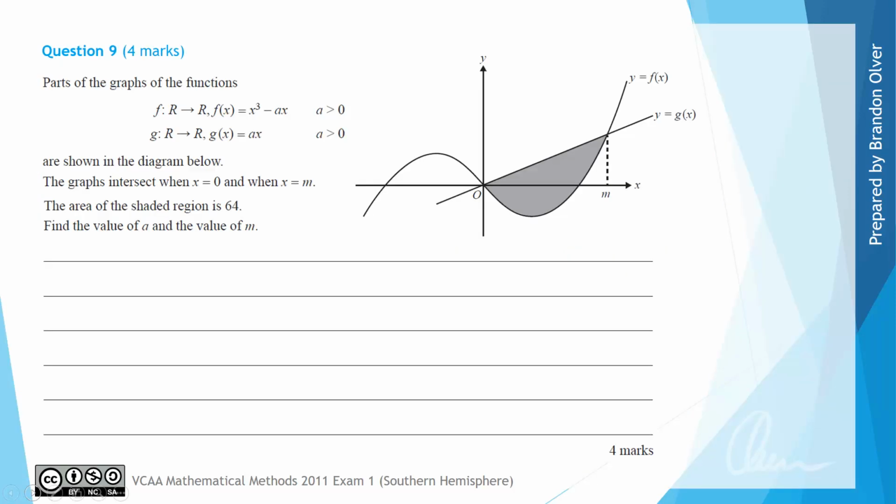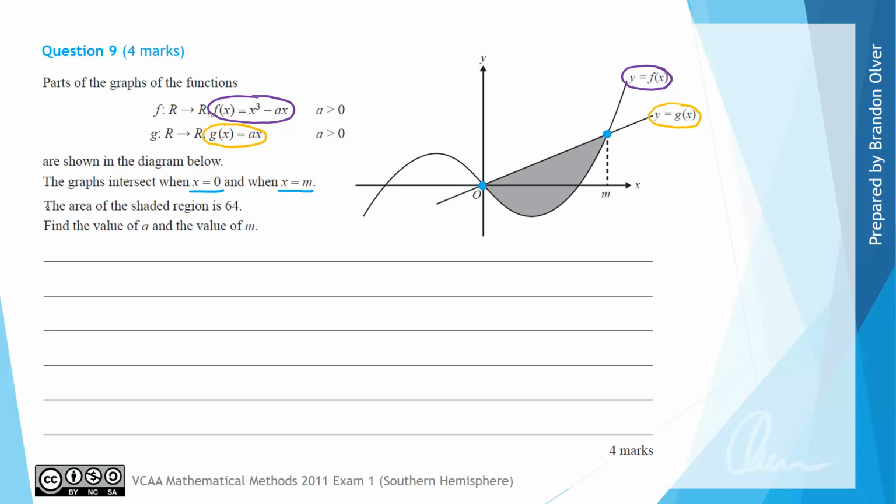So for question 9 we have parts of the graph of the functions f and g shown on the diagram below, where f of x has a rule that is x cubed minus ax, so that is this graph here, and g of x has a rule ax, and that is shown over here. For both of these functions, a is greater than 0, so a is positive. The graphs intersect when x is 0 and when x is m, so this point here and this point here are the points of intersection.